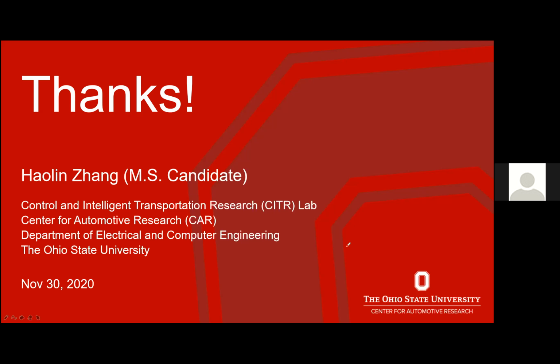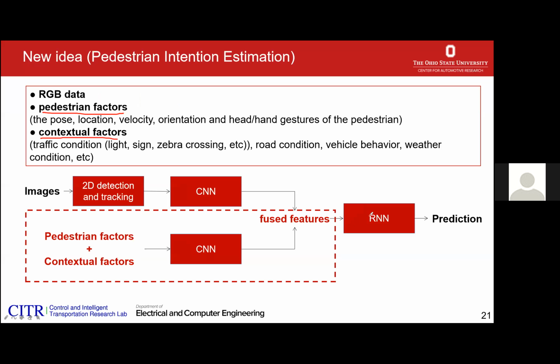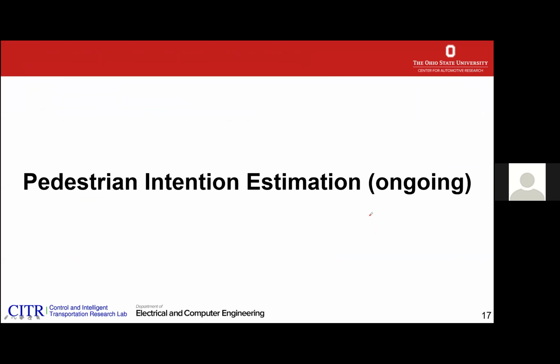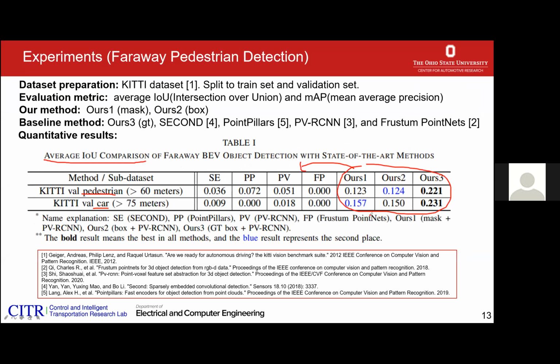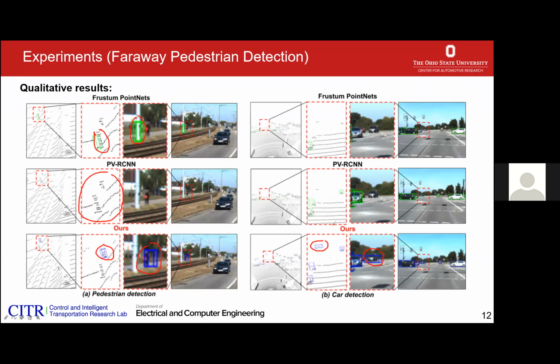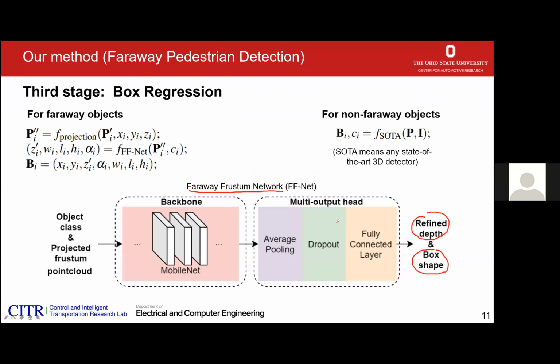So when you mention faraway pedestrians, and when you mention it's around 60 meters, what is the benefit of having a high performance in this region? And what is the main problem here of the state of the art?